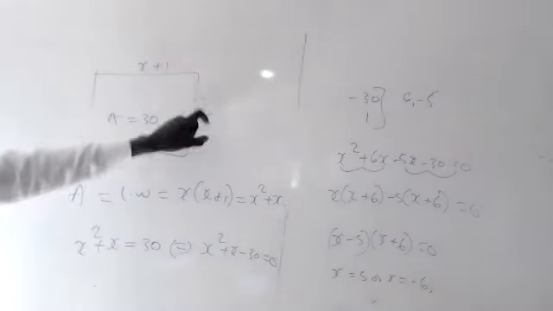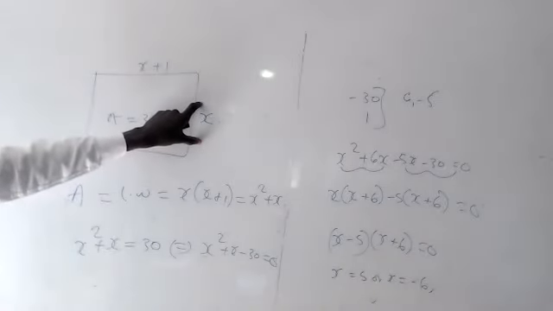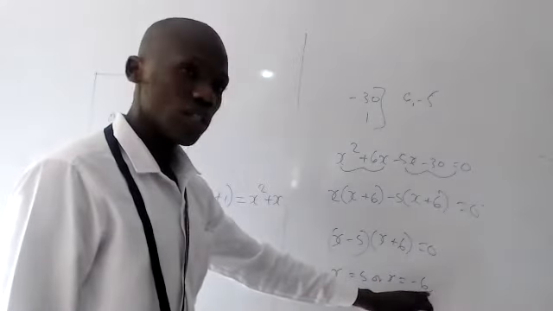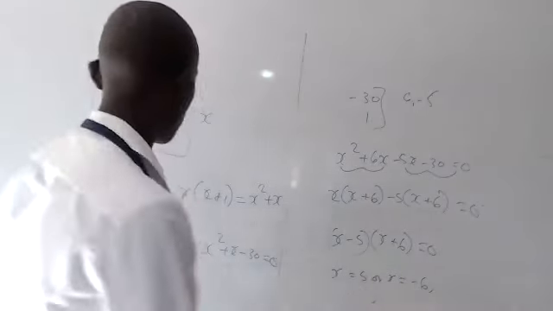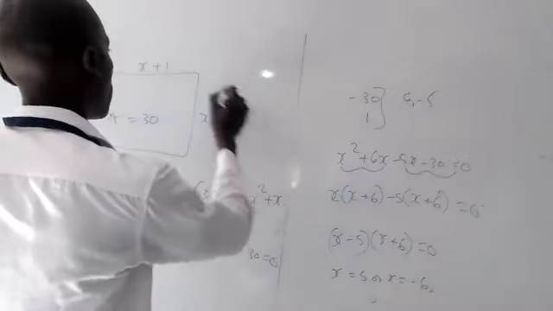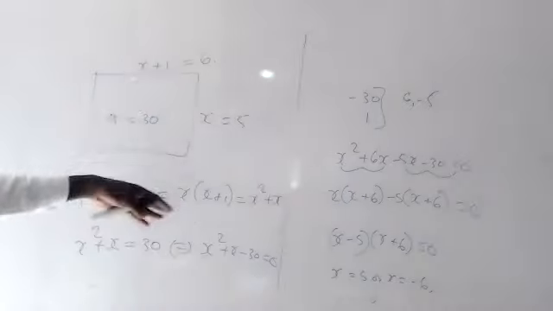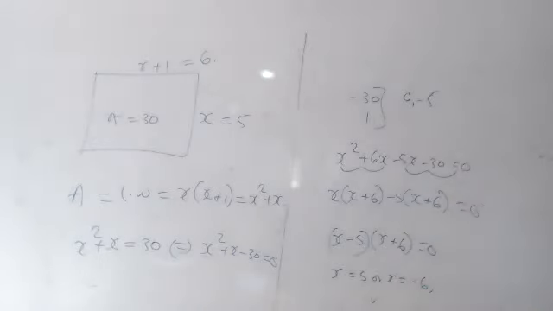But what was x? x was the width. Length can never be negative. So ignore this negative number and take the width as 5. And consequently, the length is 6. And it is true that 6 times 5 gives you 30.